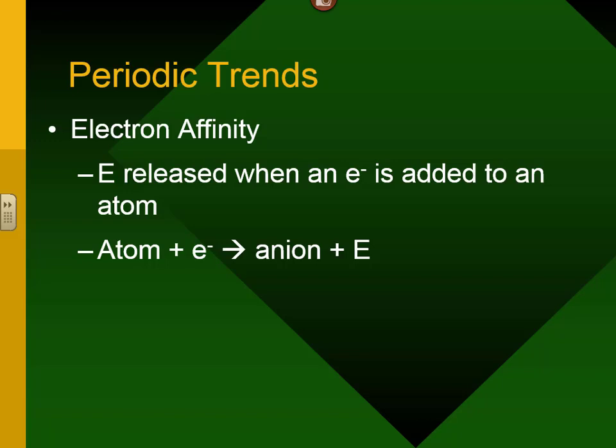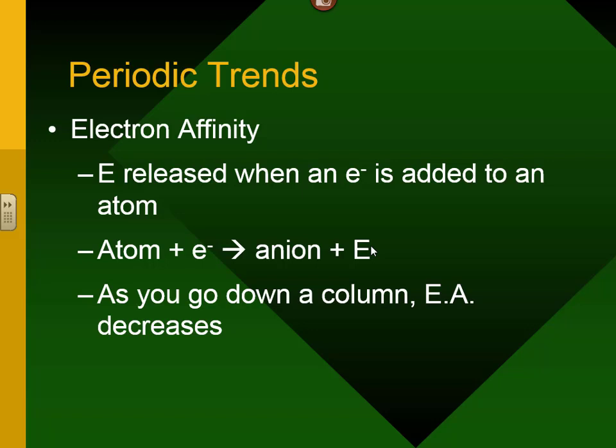Anyway, this little equation that's up here shows you kind of the simplified version of this process. So if you started with an atom and you added an electron to it, you would make an anion, that's a negative ion, and then there would be some energy released. The amount of energy released is the electron affinity.